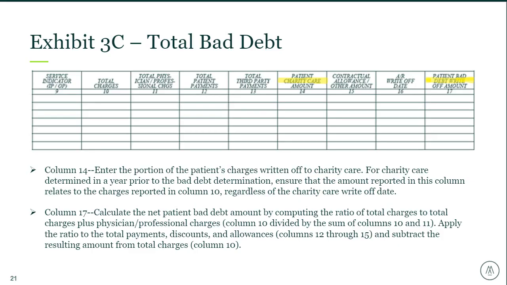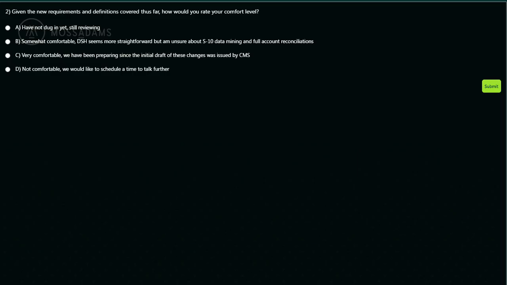I think that leads us to our next polling question, Jamie. Polling question number 2 is, given the new requirements and definitions covered thus far, how would you rate your comfort level? A, have not dug in yet, still reviewing. B, somewhat comfortable. This seems more straightforward, but I am unsure about S10 data mining and full account reconciliations. C, very comfortable. We have been preparing since the initial draft of these changes was issued by CMS. Or D, not comfortable. We would like to schedule a time to talk further.